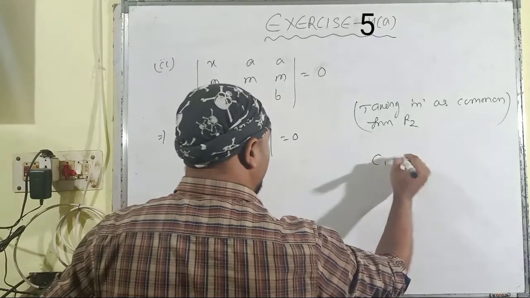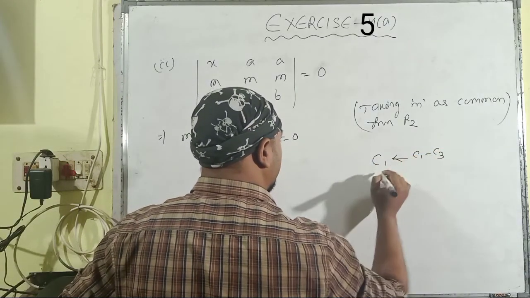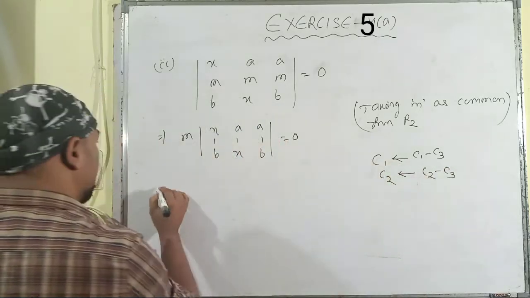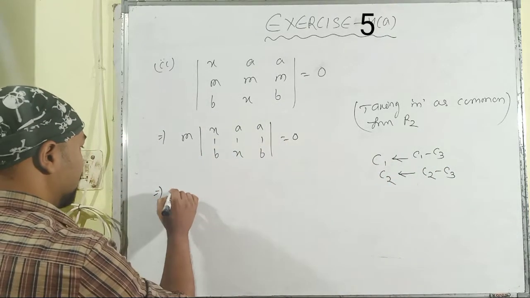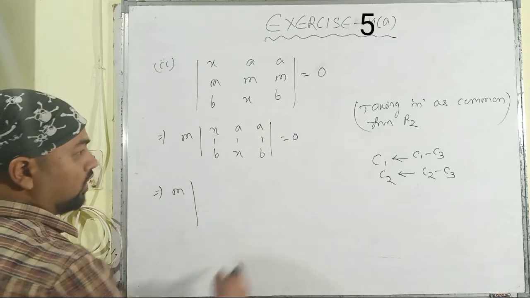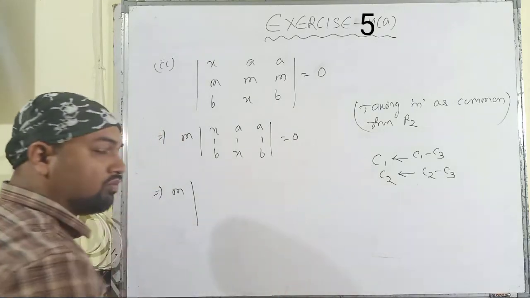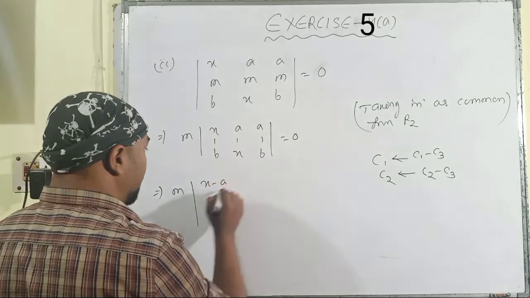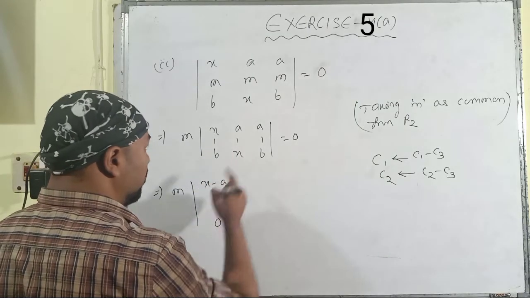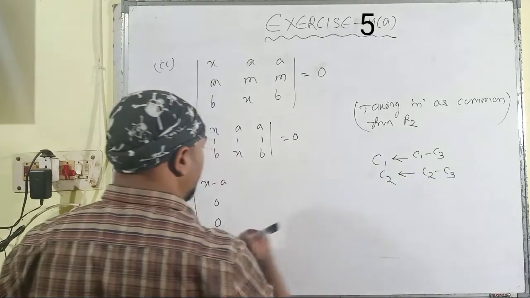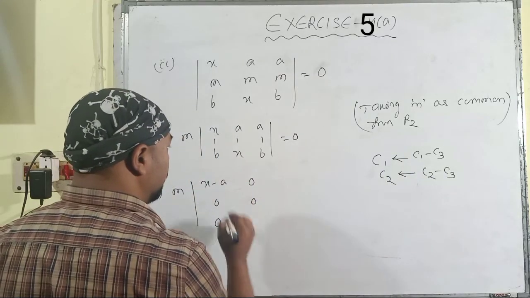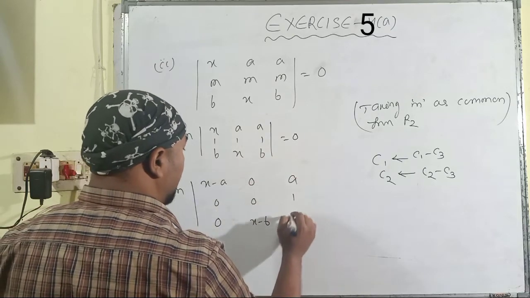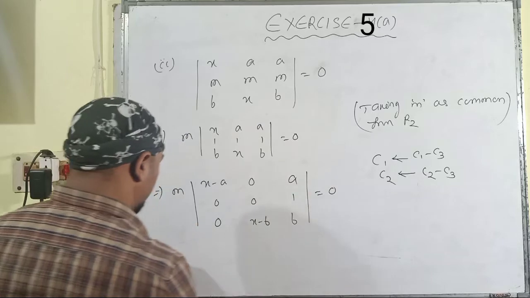Then c1 is replaced by c1 minus c3, and c2 is replaced by c2 minus c3. First we consider column 1, replaced by c1 minus c3: x minus a, 1 minus 1, which is 0, it is 0. Then c2 is replaced by c2 minus c3, it is 0, 0. Then x minus b, then a, 1, v, it is equal to 0.